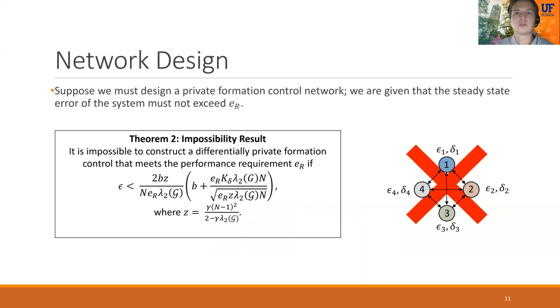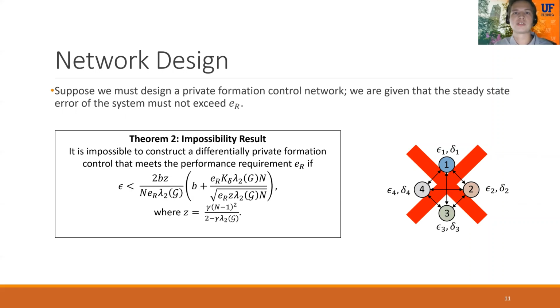So for example, suppose that we're tasked with designing a private formation control network that has to meet performance requirements, or in other words, the steady state error of the network can't exceed some specified error. And Theorem 2 says that given this requirement, it will be impossible to design a network if the level of privacy in the system follows this bound. And here we have an upper bound on epsilon. This can be interpreted as a maximum strength of privacy that is allowed in the network before the network will no longer satisfy the specified performance requirement.